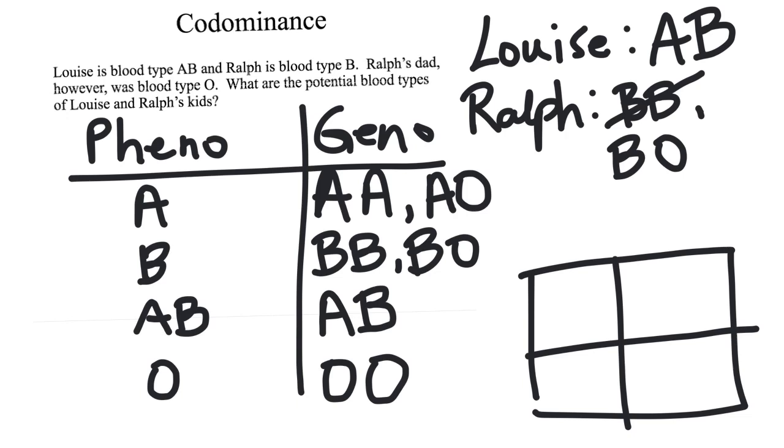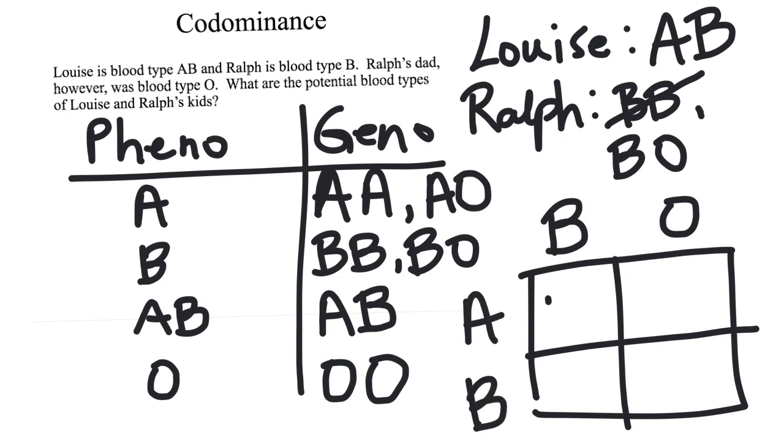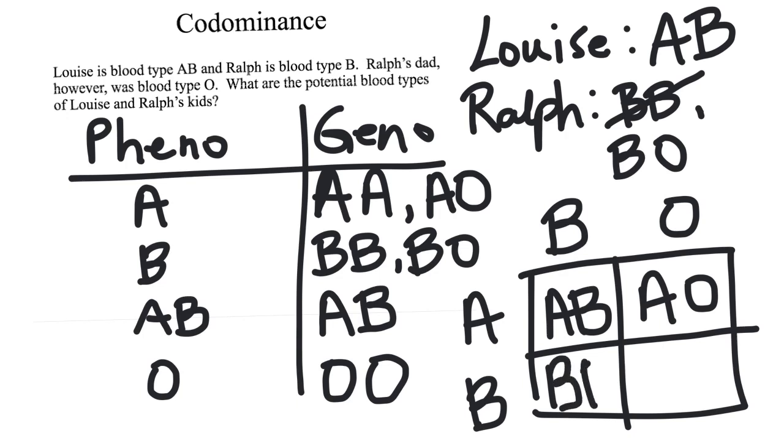Okay, now we can cross these together to see about their kids. So just to mix things up, I'll put Ralph on top this time, so separate his B from his O allele. Louise will be on the side, it'll come out the same way. A there and a B there. And just bring them together in the squares. Do it in alphabetical order. It's easier to read. And then there's the kids right there.